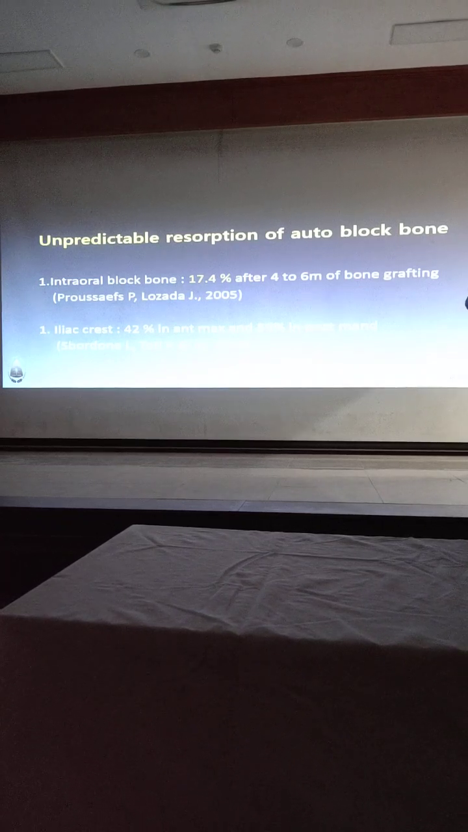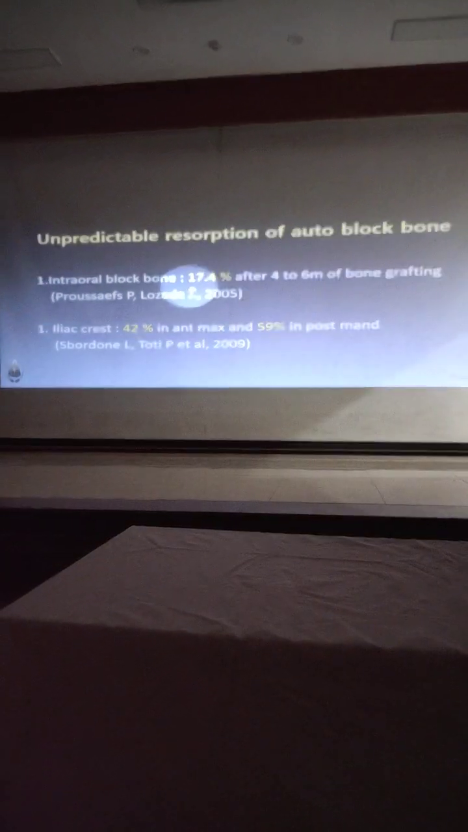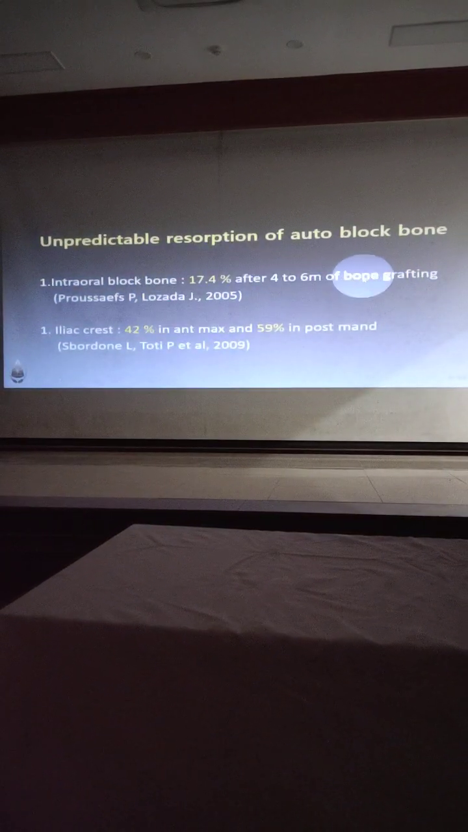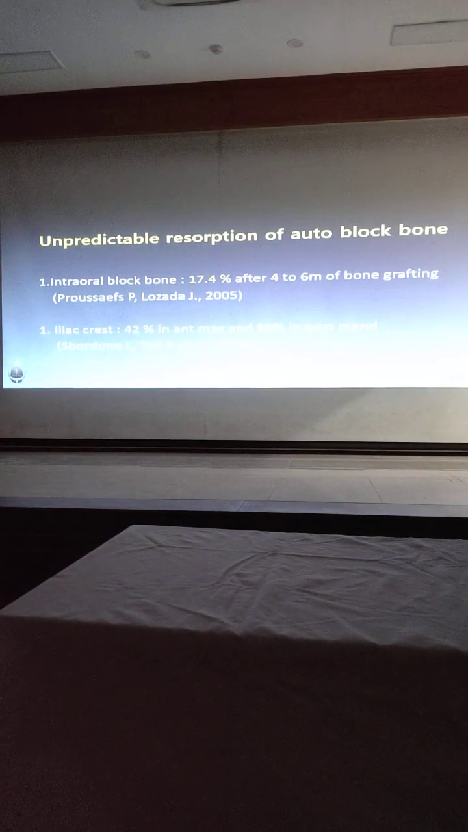This slide shows one of the gold backs of blood bone technique. As shown on this slide, the auto blood bone shows the unpredictable distortions at the morning 4 to 6. Intraoral blood bone shows about 15%, and iliac bone test shows 50% of distortion at the morning 6 here.